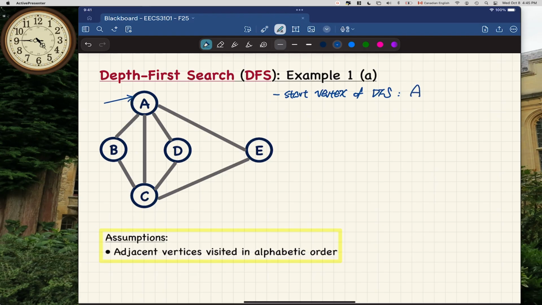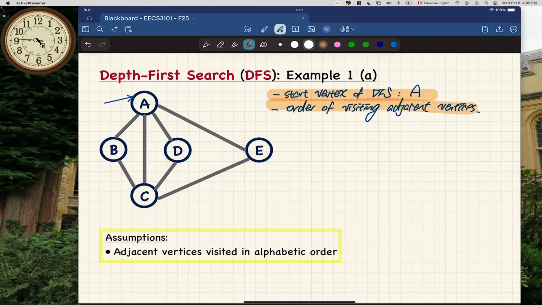May not be A, could be some other vertex. Okay? And number 2 is about what's going to be the order of visiting the adjacent vertices. Okay, so these two things are very important, and usually I will specify up front for the question.